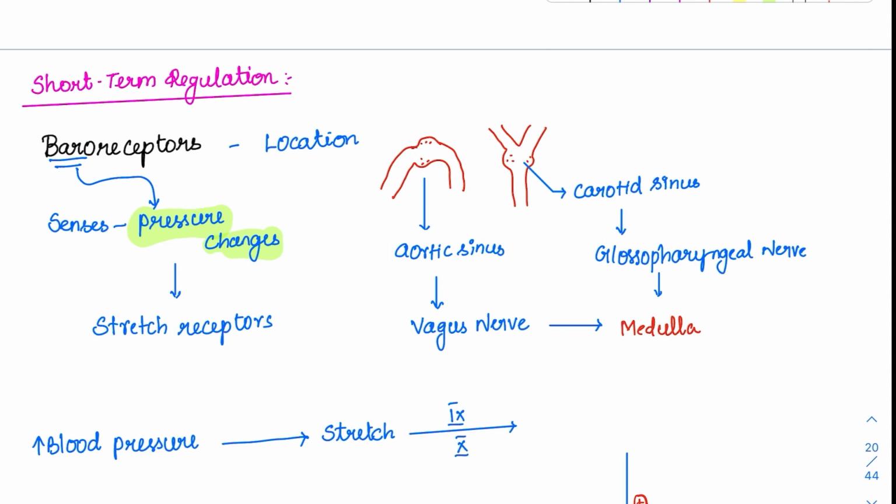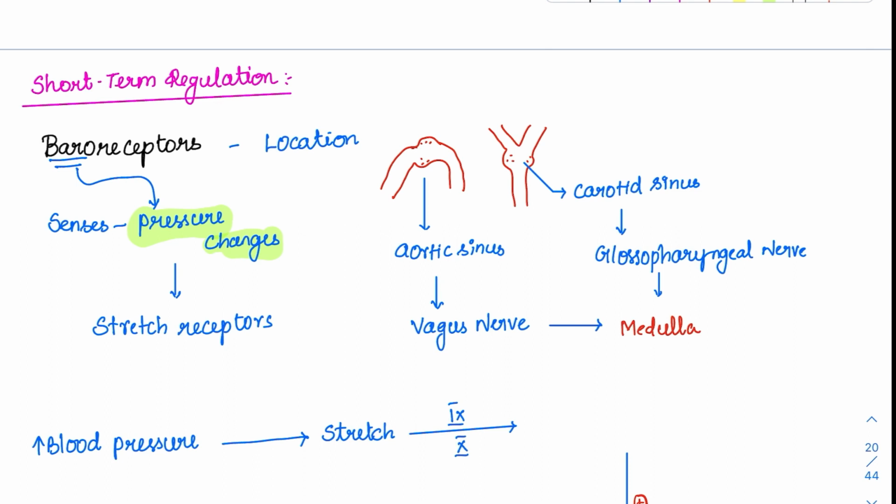That is the reason whenever we have a constantly raised blood pressure, the baroreceptor is not going to respond. Why? Because there should be a stretch, a change in pressure, to bring it back to normal. Suppose you are exercising, your BP shoots up, our baroreceptor will sense it and bring it back to normal. But in chronic hypertension, what happens? The stretch is kept constant. So the stretch will not be sensed.